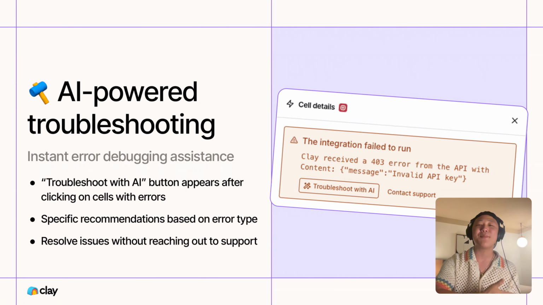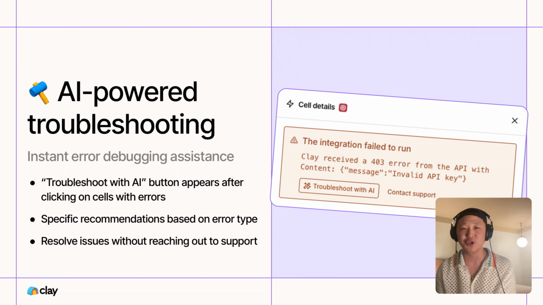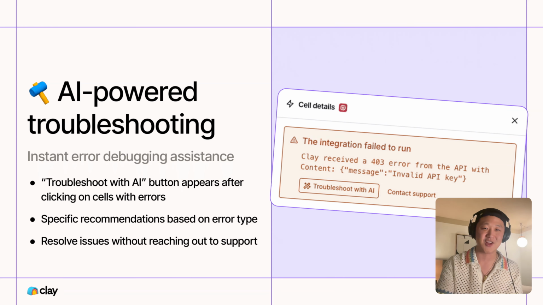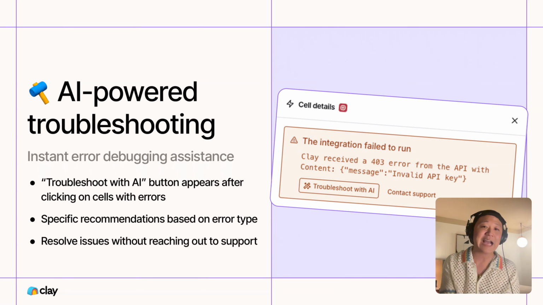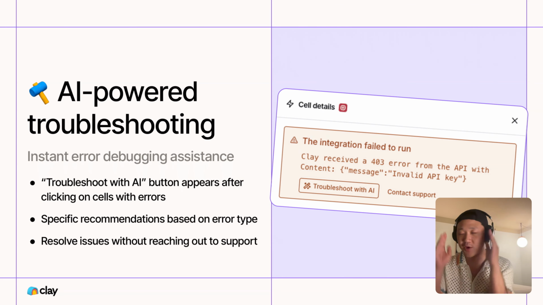Next up, we have AI-powered troubleshooting. This is going to save you a lot of time. I am not the most technical person. I think a lot of Clay users are technical adjacent. When I run into an error, I get a little bit frustrated. You can now click on any error and then click Troubleshoot with AI. Clay will analyze the logs and provide detailed recommendations based on the error type. You can then follow specific actionable steps to begin resolving the issue, and you don't have to break out of your flow state. Let's check it out.